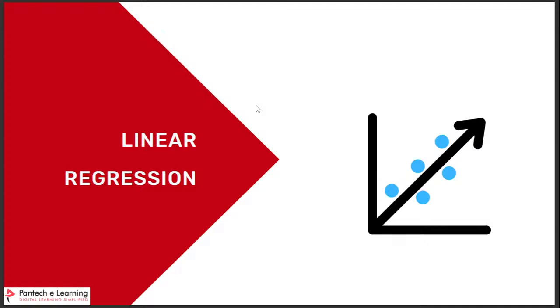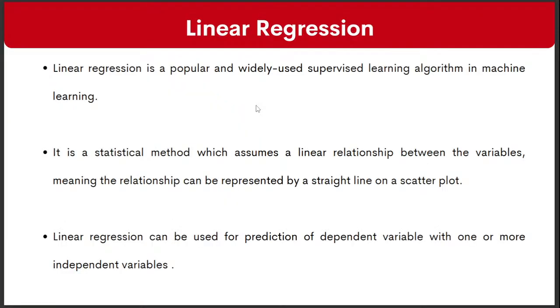So first we'll cover what is happening behind linear regression. As the name itself suggests, it is an algorithm which can be used for regression problems. So what is a regression problem? The output is a continuous one. It is a statistical method which assumes a linear relationship between the variables, meaning the relationship can be represented by a straight line on a scatter plot.